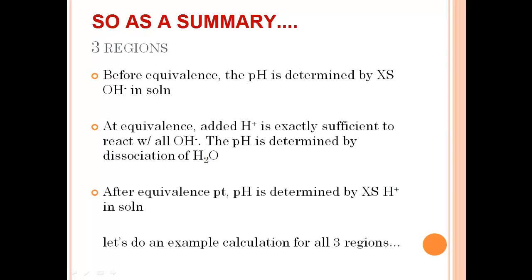the pH is going to be 7. Now, after the equivalence point, the pH is determined by the excess H+ because all of the OH- has been eaten up in that flask. So now you've got extra H+ in there. So let's do an example to calculate all 3 regions.